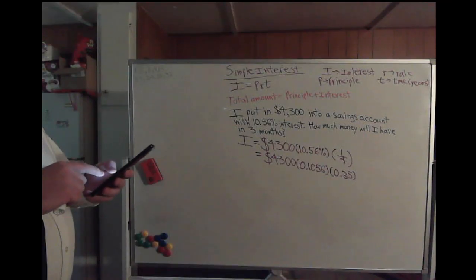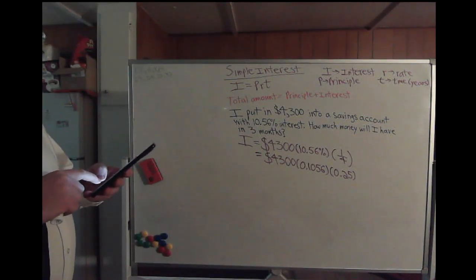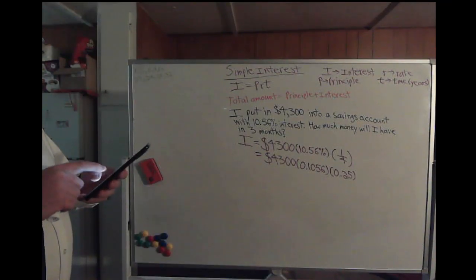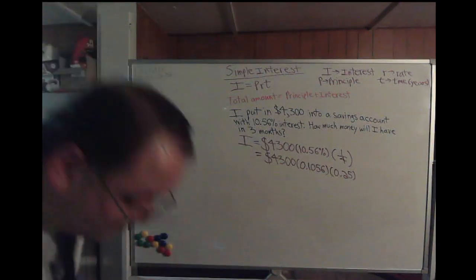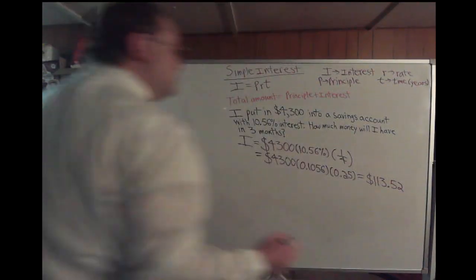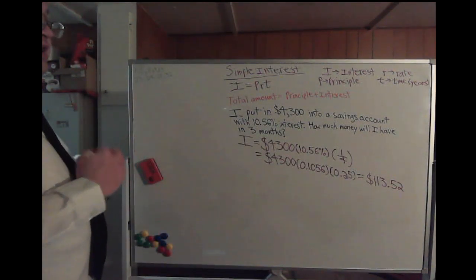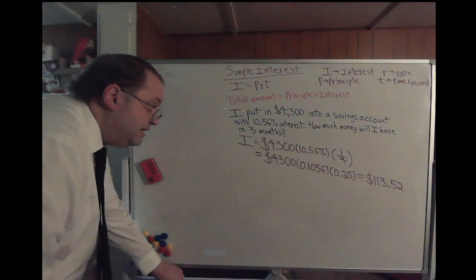Alright, so let's see. I'll take that $4,300 principal I put in times the percent, which is, as a decimal, 0.1056, times that 0.25 for the time. So the interest comes out to be $113.52. And of course, that's only in a matter of 3 months, a quarter of a year.